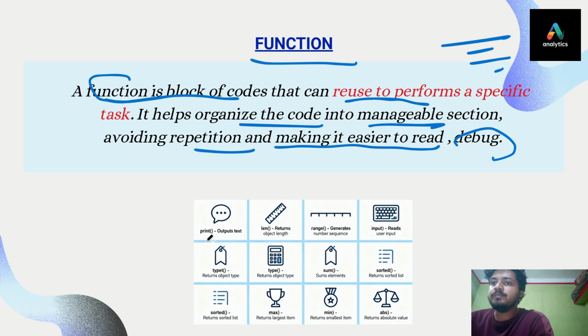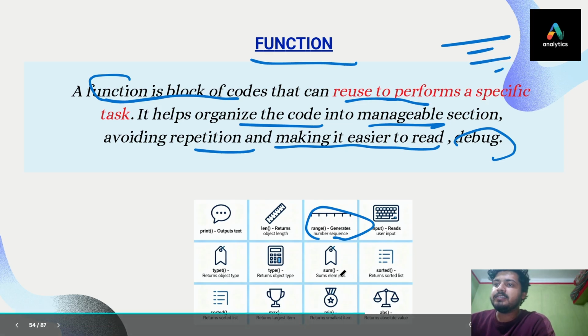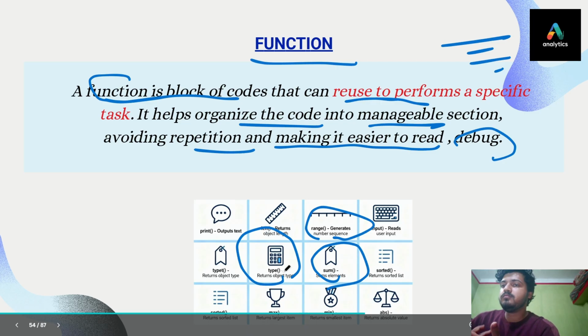There are some built-in functions. Print is a function to print something, or input is a function to get input. Range is a function to calculate the range in between something to something, like 2 to 5 or 2 to 6. Some function calculates the summation of two numbers, and the type function classifies what type of data is here.